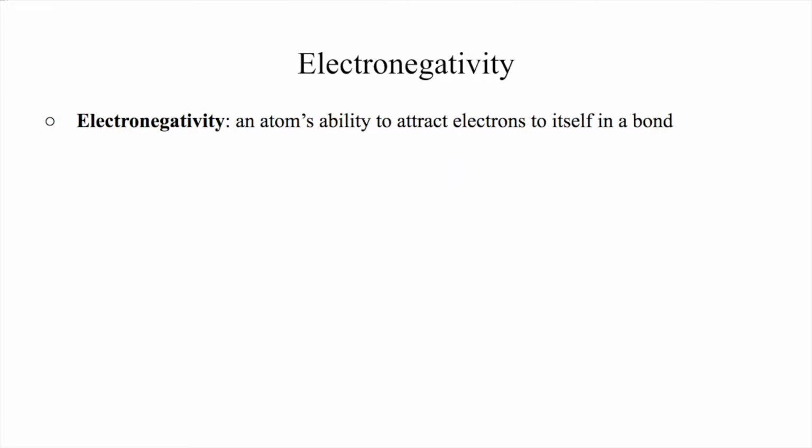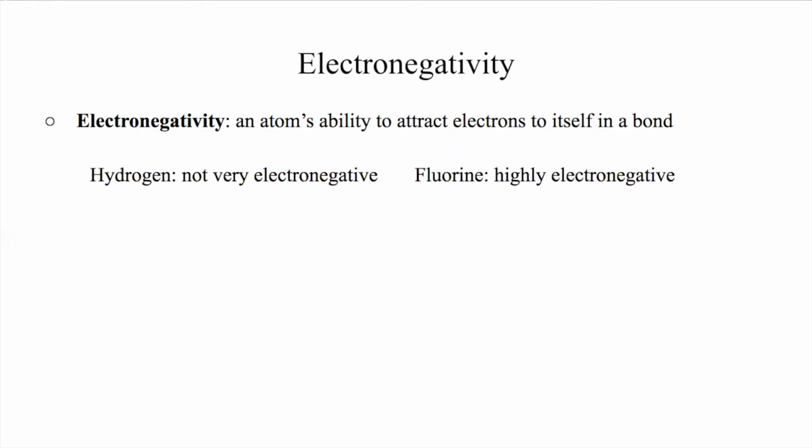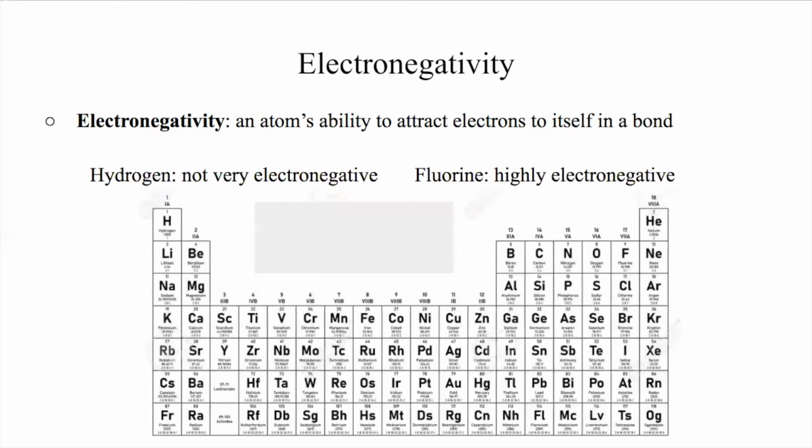Electronegativity refers to the ability of an atom to attract electrons to itself in a bond. As you might expect, some elements, such as fluorine, are very electronegative, which means that electrons are much more likely to be closer to the fluorine atom than to the other atom in the bond. On the other hand, some elements, such as hydrogen, are not very electronegative and are more likely to give up their electrons. In general, electronegativity can be predicted by following the trends in atomic radius of the periodic table.